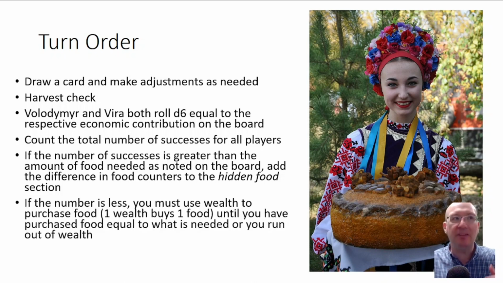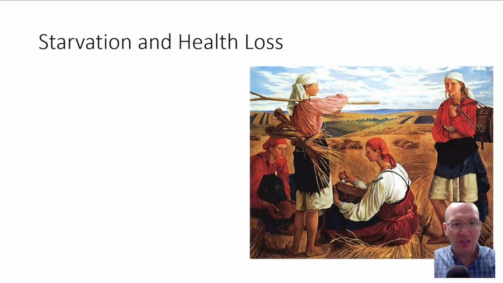And I tell people if the number is less, you must use wealth to purchase food. One wealth buys one food until you have purchased food equal to what is needed, or you run out of wealth. Now I can make the rule that you don't have to. You could just lose that. You could actually opt to just suffer health losses and keep your food. I decided for simplicity's sake not to do that. So then I have rules for the starvation health loss.